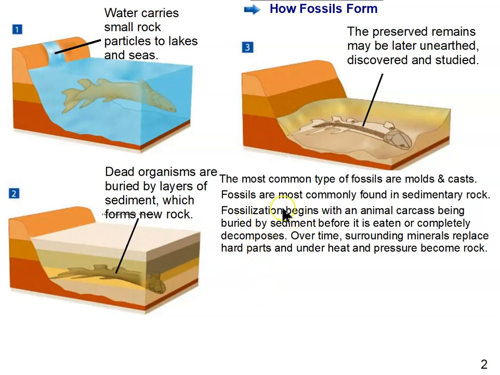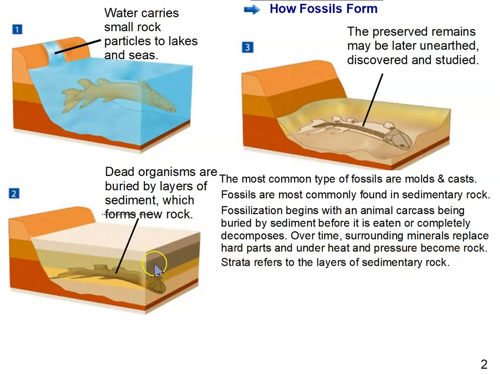So the fossilization process begins when an animal carcass, a dead animal, is buried by sediment before it is eaten or completely decomposes. That's an important part there. It has to be buried, completely buried, before it completely decomposes. And then over time, the surrounding minerals replace the hard parts, and under heat and pressure become rock.